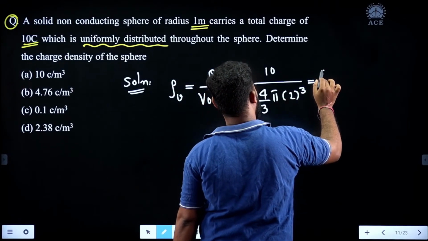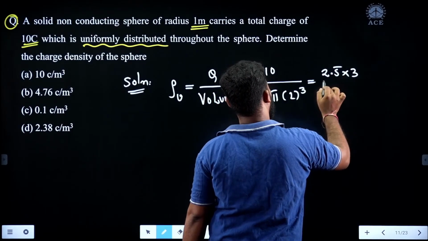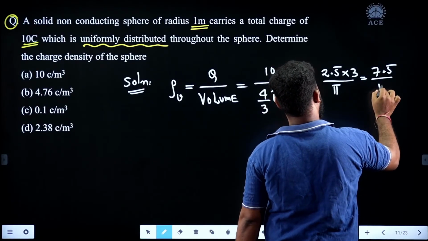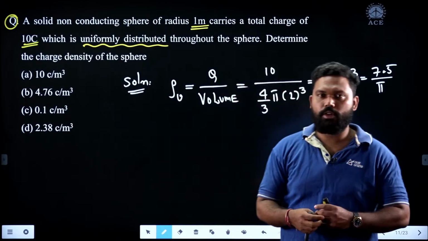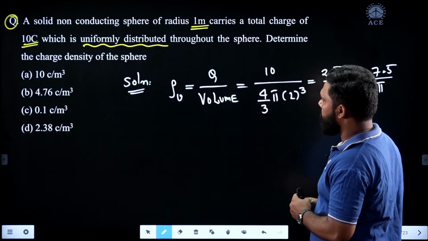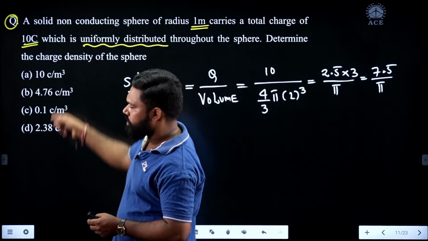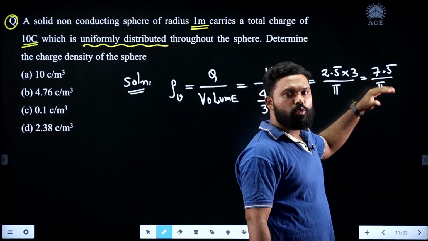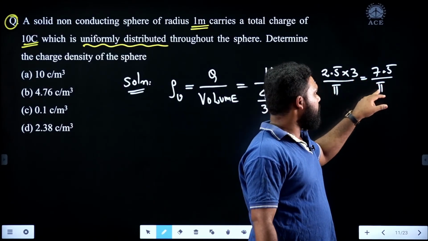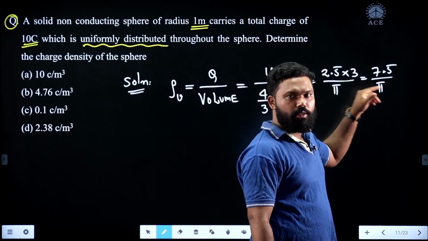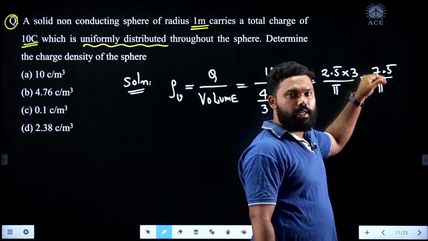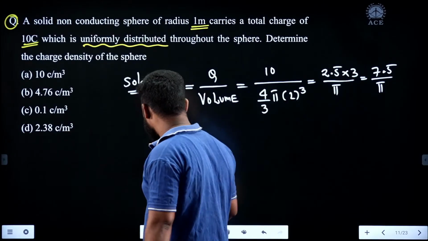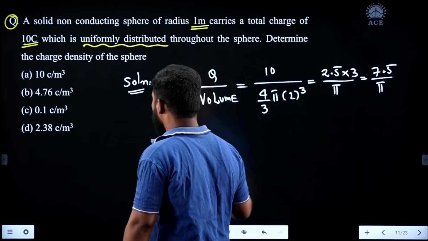So here it is 2.5 into 3 divided by pi, 7.5 divided by pi. Pi is approximately 3.14. Anyhow, without any calculator you can answer the question. It is something like 7.5 divided by 3. How much is this? 2.5. This pi is not exactly 3, it is greater than 3, 3.14. So the answer should be less than 2.5, in and around 2.5. So option D is the answer.